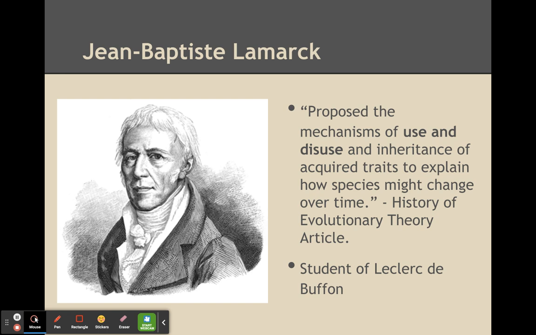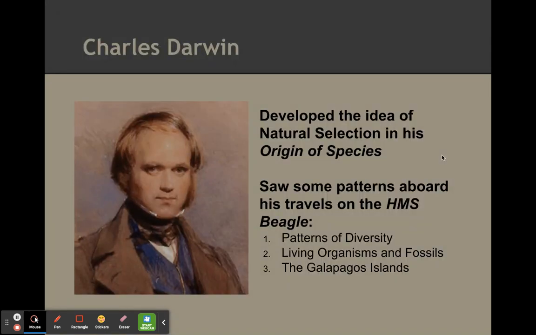Okay. Lamarck is a name maybe you've heard before. He proposed a mechanism for evolution, so an explanation for evolution, called use and disuse. Okay, so that's probably what you want to write about him. And the inheritance of acquired traits explains how species might change over time. So again, he was a student of Leclerc de Buffon, and he had this really important theory called use and disuse and inheritance. So let's talk about what that means.